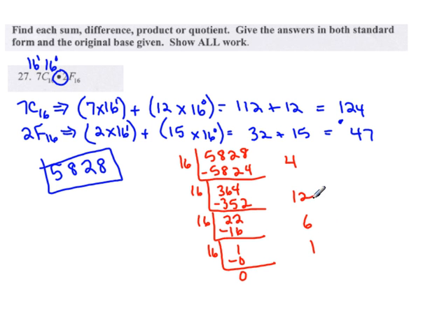We cannot use two digits to represent one place value, so on your chart, if you recall, 12 in hexadecimal, base 16, is the value C. Write your answer bottom up, 16C4, base 16.